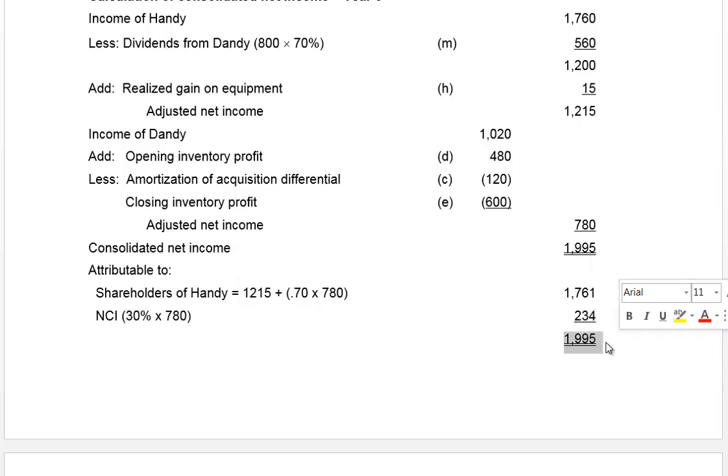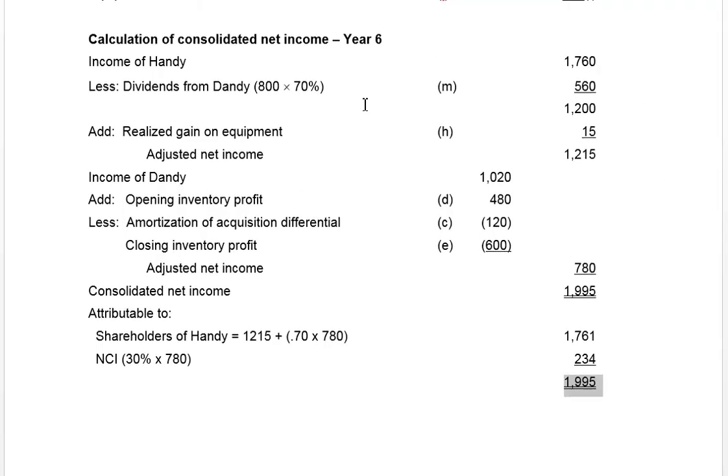So we've done our calculation of consolidated net income, and we use this as a check so that when we do our income statement, because that's what we're asked to do, then we can make sure that we're getting $1,995 as consolidated net income. All right, so we need to make sure that we get that number. So this is just a quick way to check. And what we're going to do in the next video is to complete our preparation of the consolidated income statement.